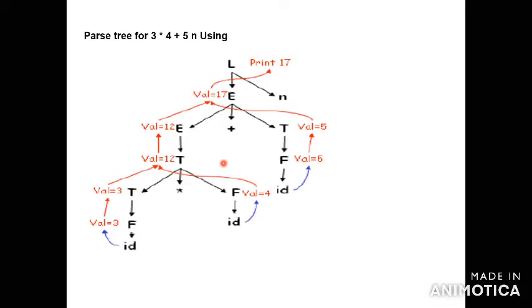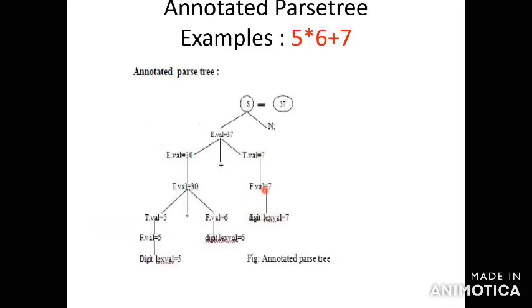In the syntax directed translation scheme, you have two kinds of attributes. One is synthesized attributes, another is inherited attributes. You can check here, for example, 5 * 6 + 7. For 5 * 6, what is the highest precedence in the given input expression? Star and plus: star is the highest precedence. So 5 * 6 is 30, and 30 + 7 is 37.